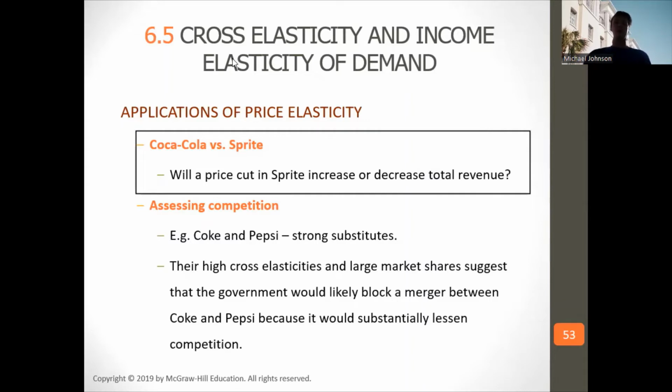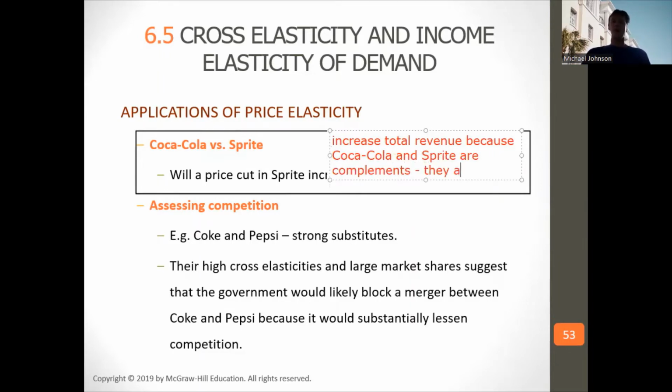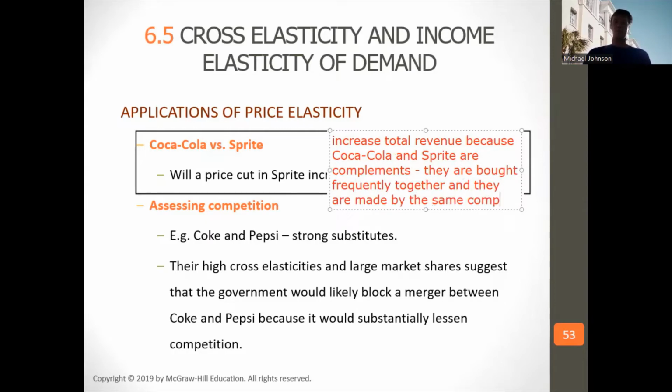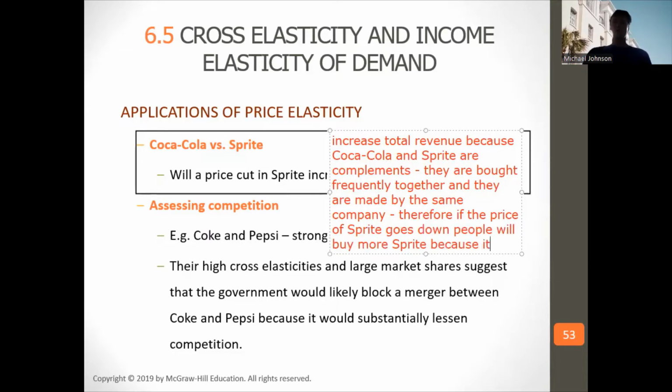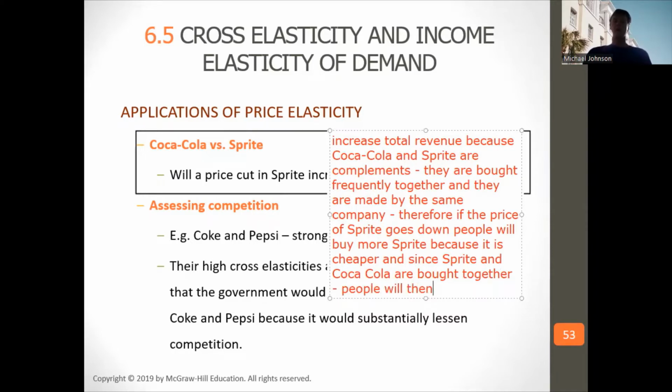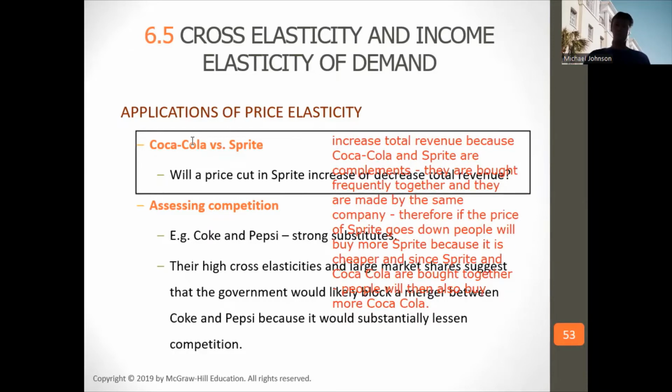Good tries. So it will increase total revenue. The reason why is because Coca-Cola and Sprite are complements. They are bought frequently together, and they are made by the same company. Therefore, if the price of Sprite goes down, people will buy more Sprite because it's cheaper. And since Sprite and Coca-Cola are bought together, people will then also buy more Coca-Cola. Yeah, good job, Wesley. Great job. Great, excellent, everybody.